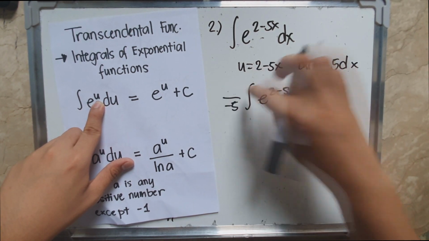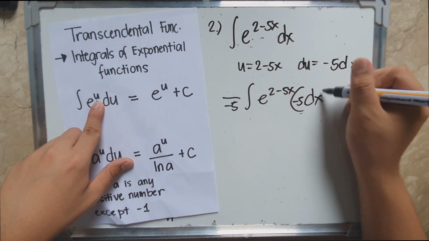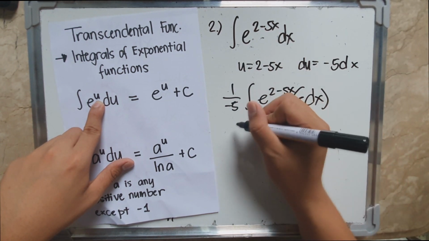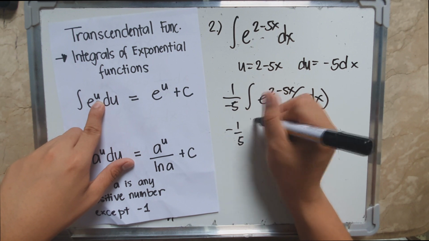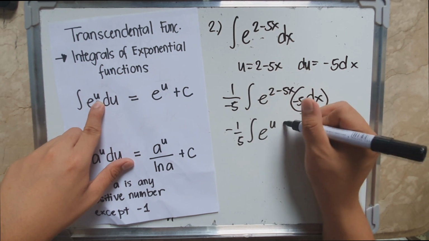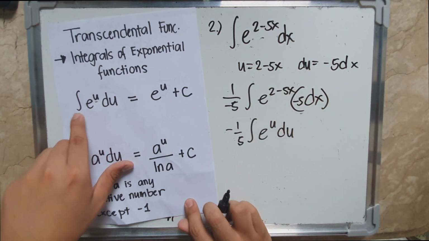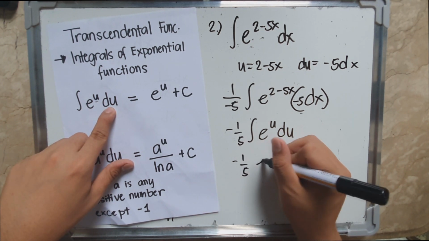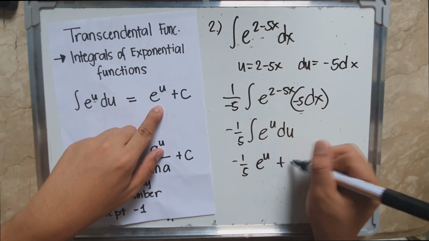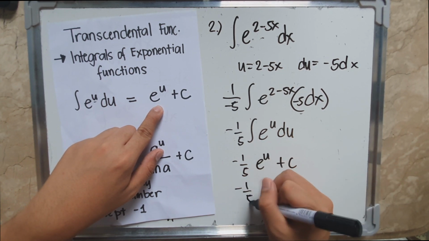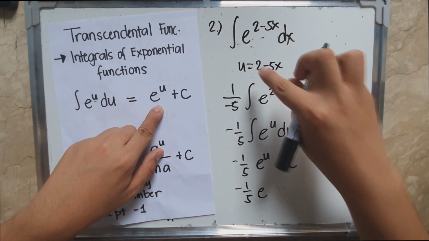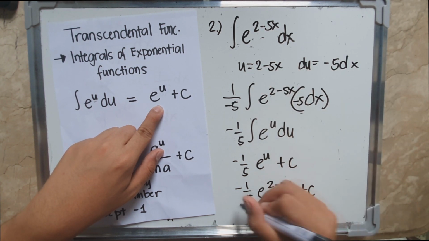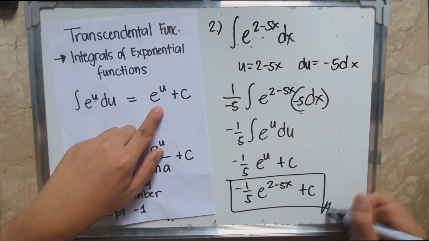Writing negative 5 inside and placing negative 1/5 outside, we now have the form negative 1/5 integral of e to the u du. Okay, integral of e to the u du, negative 1/5 e to the u plus c. Negative 1/5, bring back the original value of u, e to the 2 minus 5x plus c. This will be our final answer.